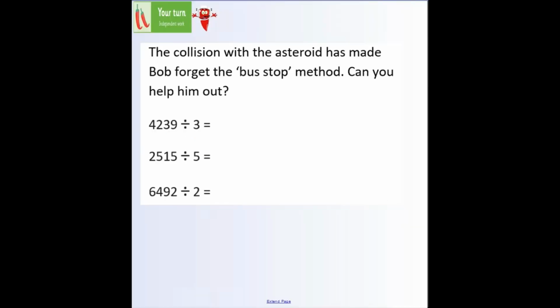Okay, now we're going to move on to our chilies. Chili 1, this is your first question. The collision with the asteroid has made Bob forget the bus stop method. Can you help him out? So for those 3 questions, you need to lay out the bus stop method and calculate it. So Chili 1, pause the video now.